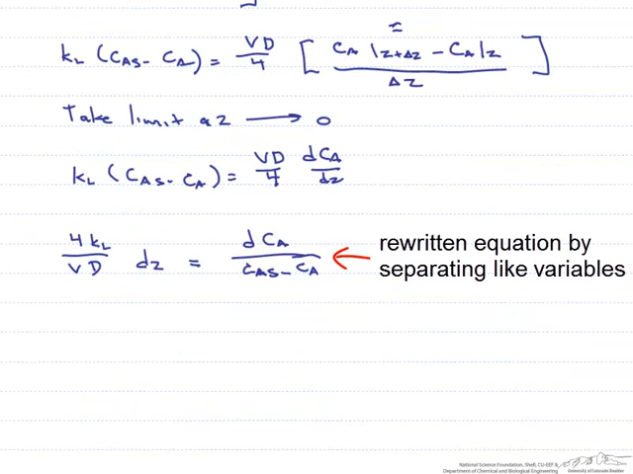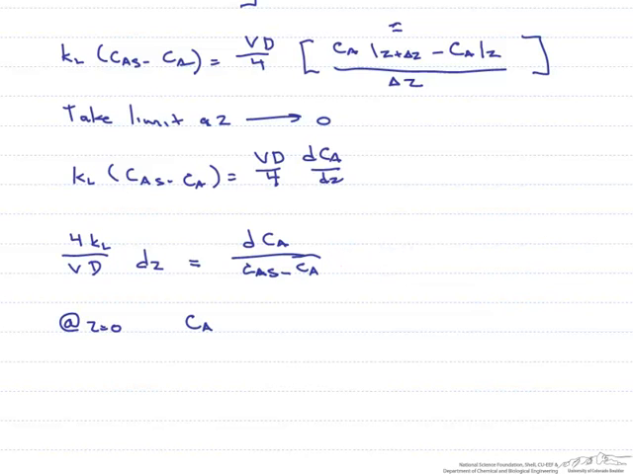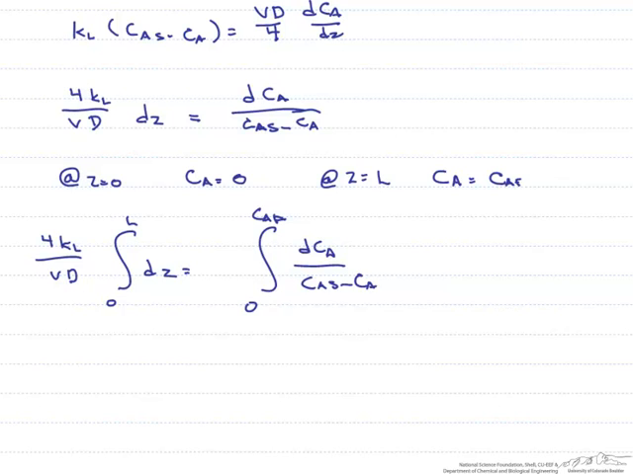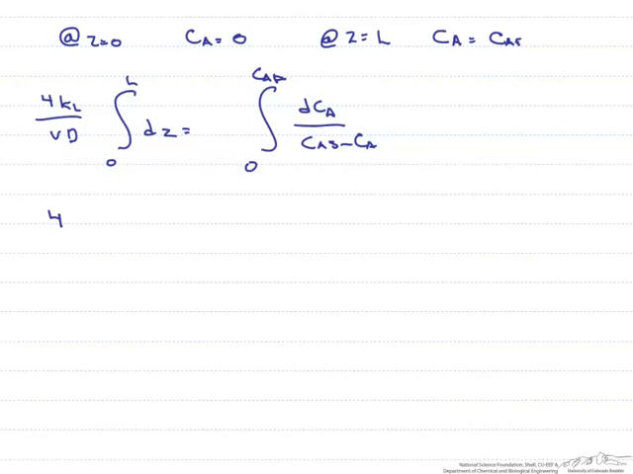So let's look at our boundary conditions. We know at Z equals 0 that the concentration is 0, as Z is the beginning of the tube, and at Z equals L, our concentration is some final concentration, which is what we're looking for. So we do the integration, leaving our constants out here: the integral from 0 to L of dZ equals the integral from 0 to the final concentration of dC_A over (C_AS minus C_A). After we've integrated this, we find that 4 times k sub L times the length divided by the velocity times the diameter equals the natural log of the surface concentration divided by the surface concentration minus the final concentration.